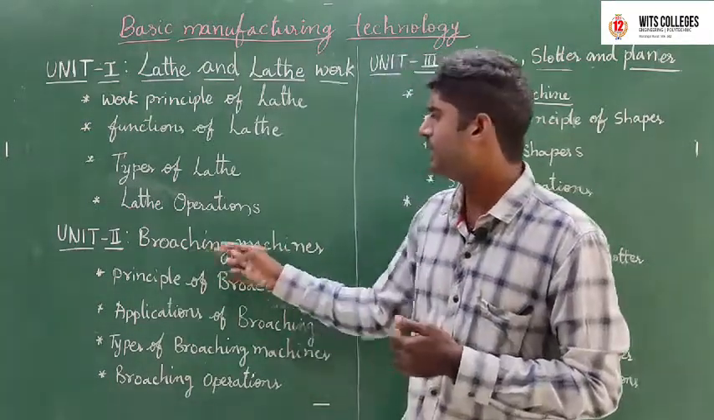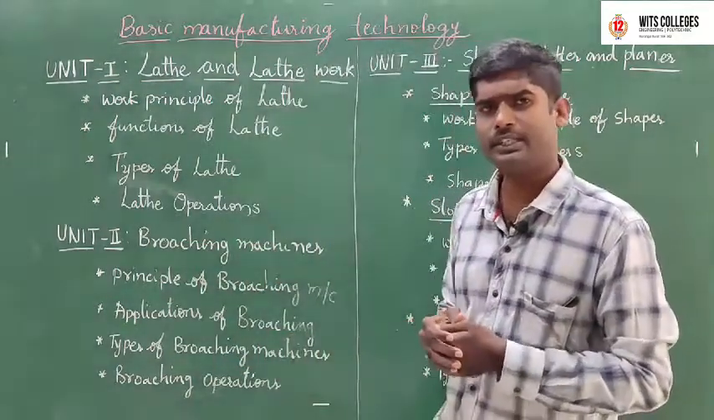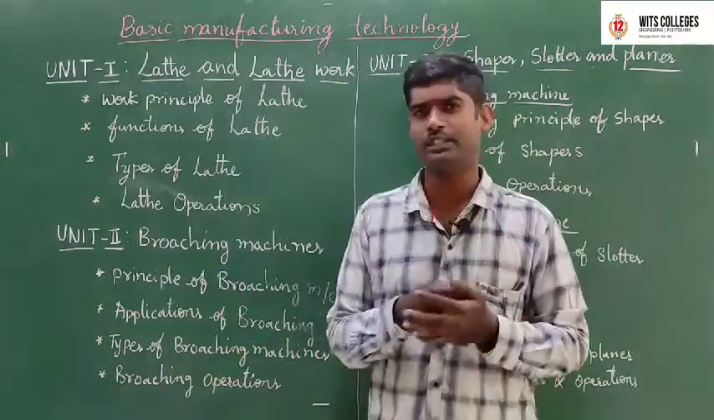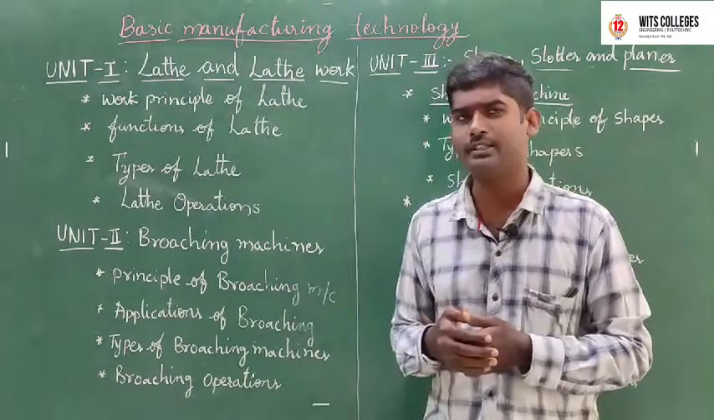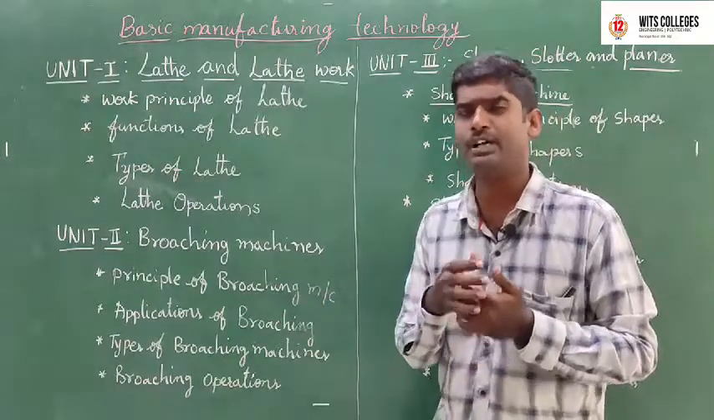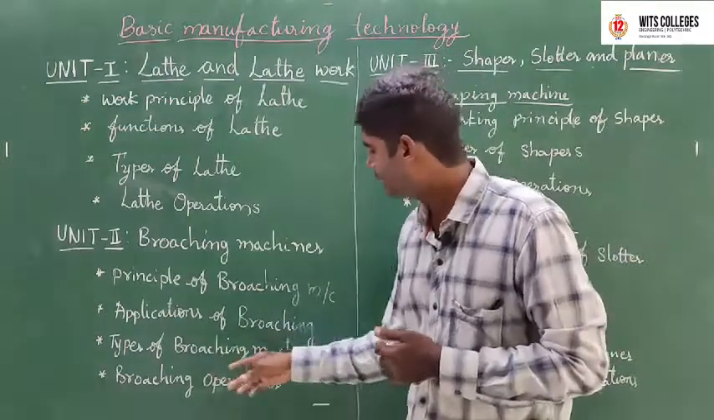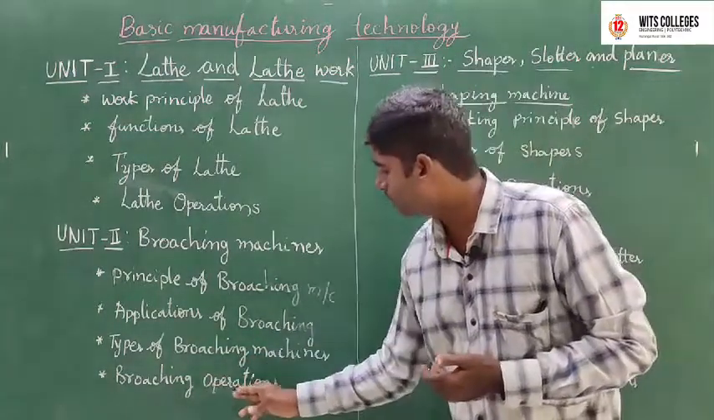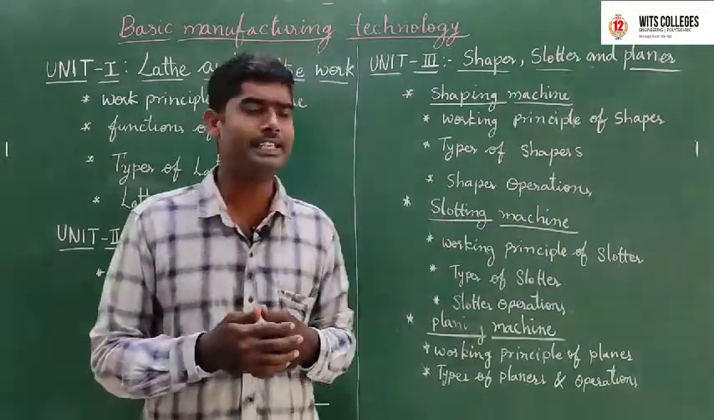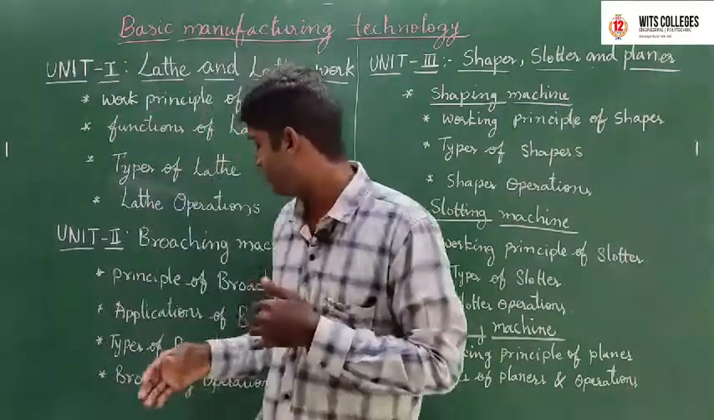Next, coming to unit 2: broaching machines. What broaching machines are we using for industrial or institutional purposes? In unit 2, we are going to learn the principle of the broaching machine, next the applications of the broaching machine, next the types of broaching machines, and next broaching operations. There are many broaching operations, and in our syllabus we learn some important ones.